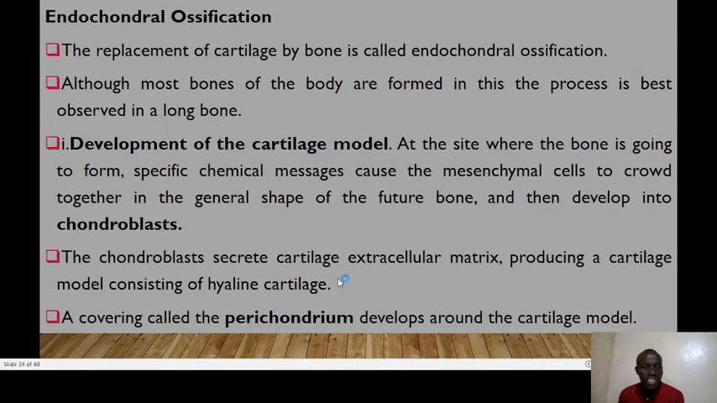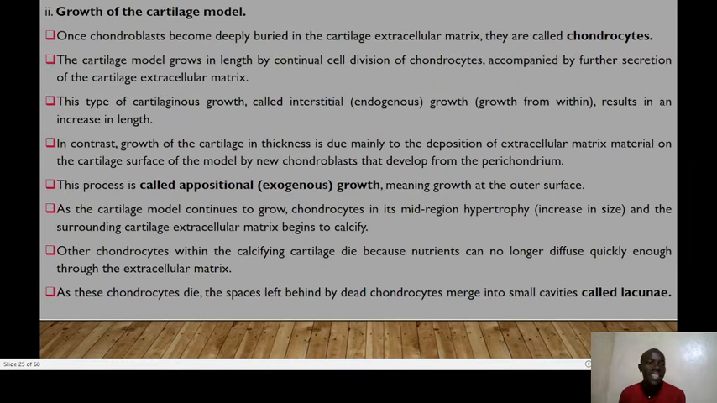So a covering called the perichondrium develops around the cartilage ring. This takes us to step 2, which is growth of the cartilage model. Once the chondroblasts become deeply buried in the cartilage extracellular matrix, they are called chondrocytes. The cartilage model grows in length by continual cell division of the chondrocytes. This is normally accompanied by further secretion of the cartilage extracellular matrix. This type of cartilaginous growth is called interstitial or endogenous growth, growth from within, and normally results in an increase in length.